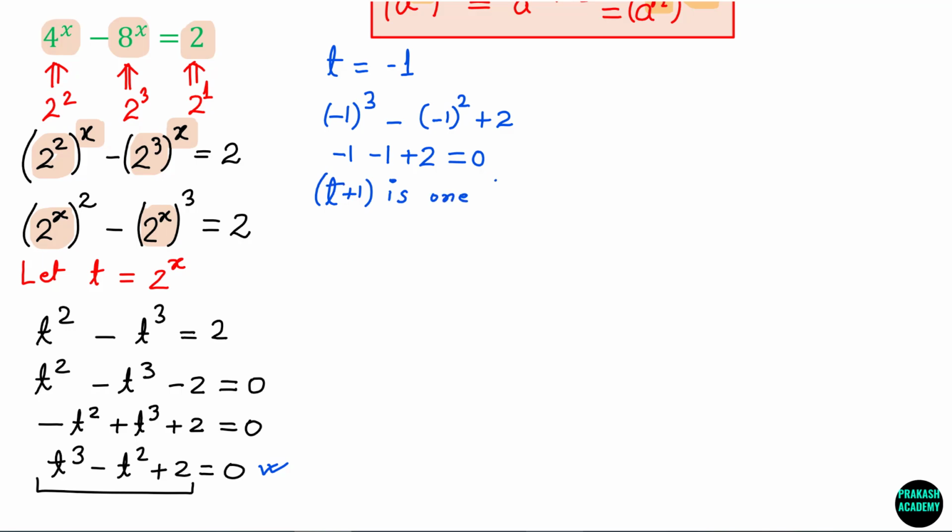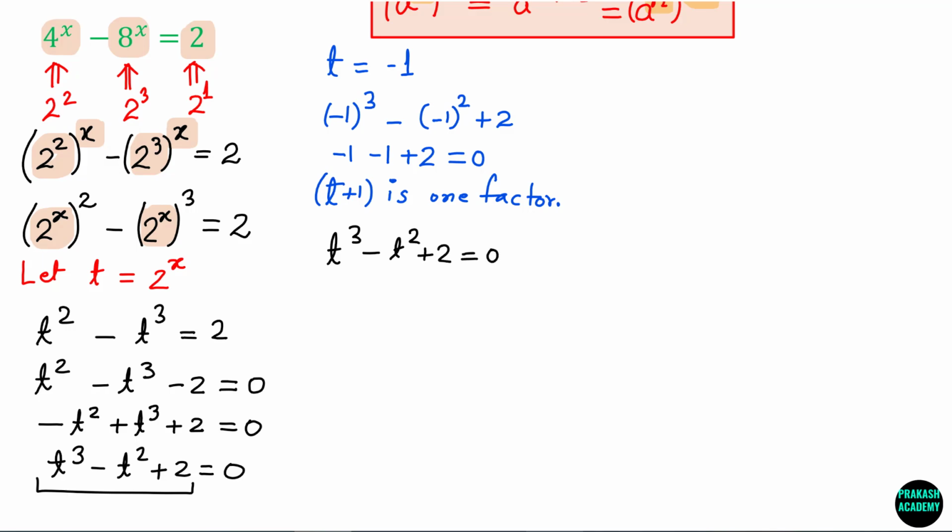So t plus 1 is one factor of this equation. Somehow we have to take t plus 1 common and basically separate the t plus 1 term. So let us see how we can do that. The equation given is t cube minus t square plus 2 is equal to 0.